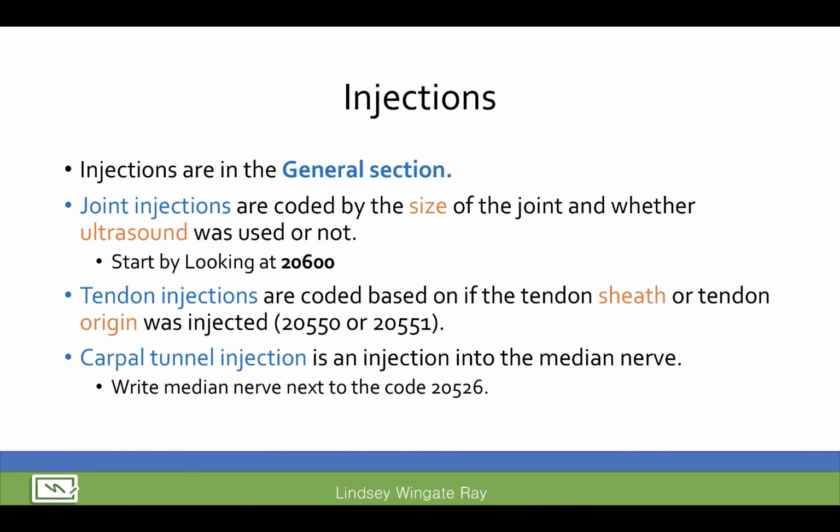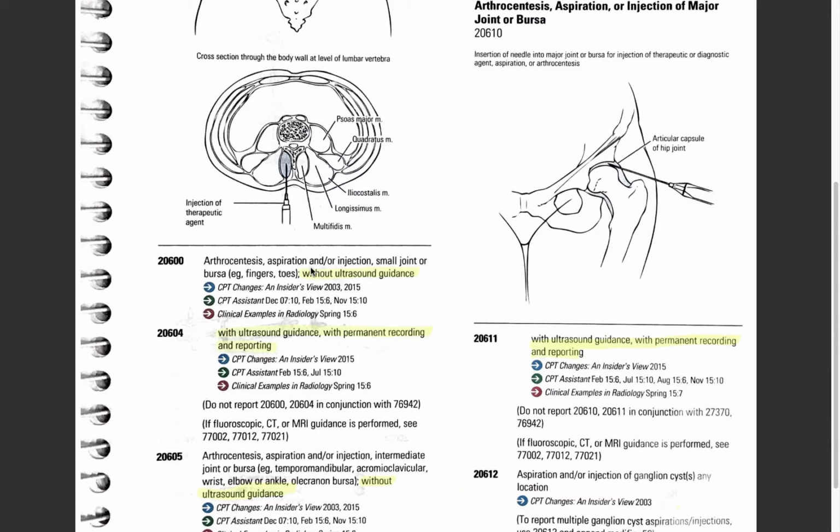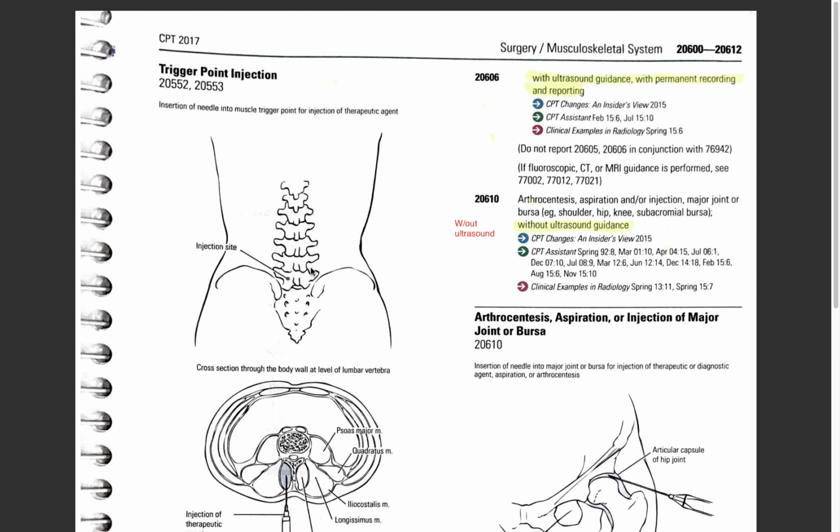Let's start by looking at code 20600. 20600 is an arthrocentesis, aspiration, or injection, small joint or bursa. Your small joints are your fingers and your toes. 20600 is without ultrasound guidance. 20604 is for the small joint but with ultrasound guidance. 20605 is for an intermediate joint, which is your wrist, your AC joint in your shoulder, your elbow, your ankle, or your olecranon bursa, which is 20605 without ultrasound. 20606 is with ultrasound.